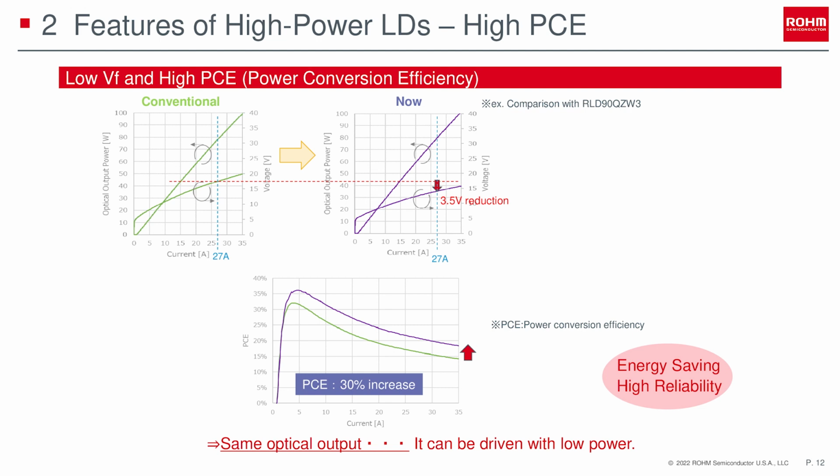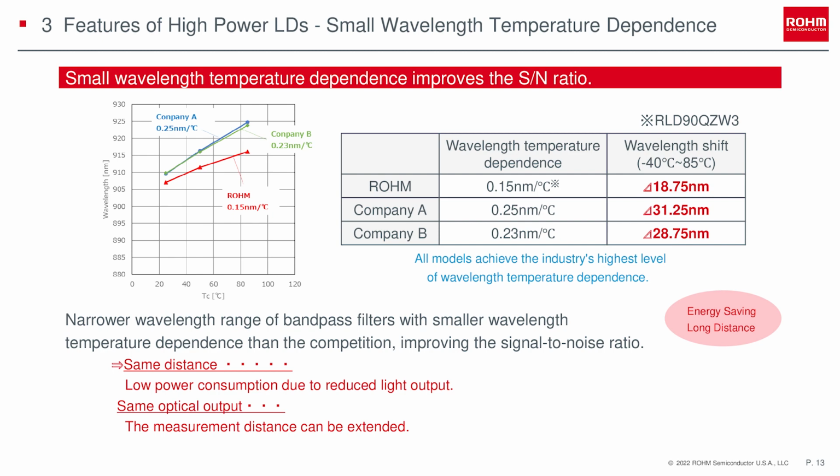Converting this data to the bottom graph of current on the horizontal axis and power conversion efficiency on the vertical axis, we can see that we have succeeded in improving the PCE by 30% compared to the conventional method. This PCE is the best value on the market today. Because of the high PCE, the same optical output can be driven with lower power. This contributes to energy savings and higher reliability for LiDAR modules. Let me now explain the third feature, small wavelength temperature dependence.